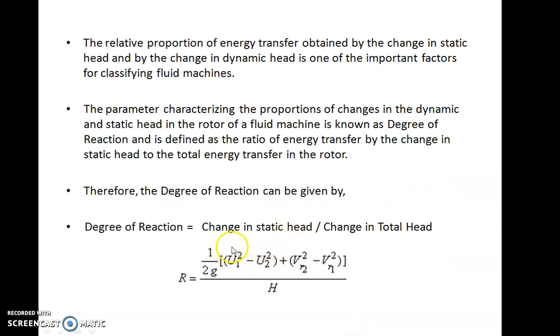So static head represents the change in pressure. So degree of reaction is change in static head upon change in total head. So R is equal to change in static head, which is also given by (P1 minus P2) by rho g, upon H. But (P1 minus P2) by rho g is equal to 1 by 2g into [(U1 square minus U2 square) plus (VR2 square minus VR1 square)]. That's why it is also given by this formula. So this is the degree of reaction. So in short, degree of reaction represents how much of the energy is transferred due to pressure change inside the reaction turbine.